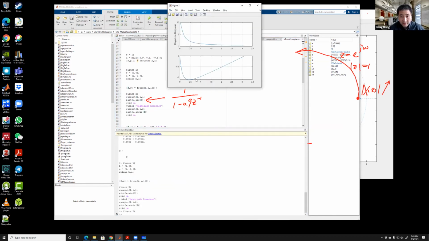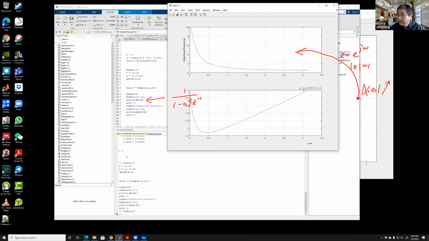So let's look at here. That's what we have. So indeed, I have something. This is the magnitude response. At 0, because I'm close to the pole, it gives me a large number. As I'm going further, it's just giving me a smaller number.